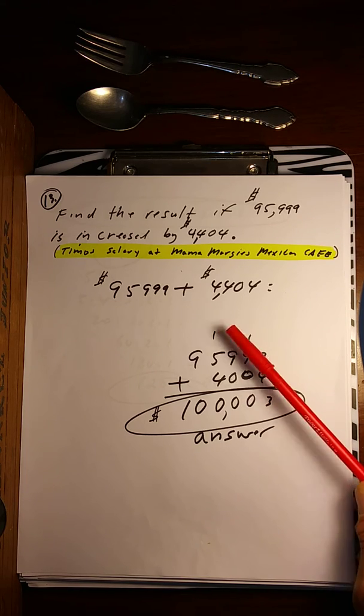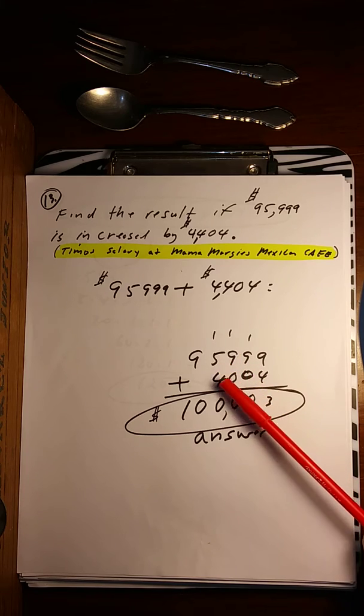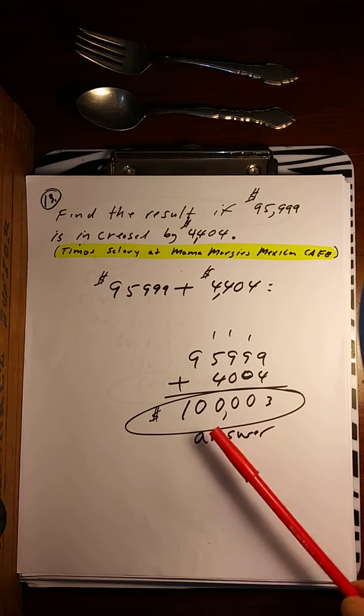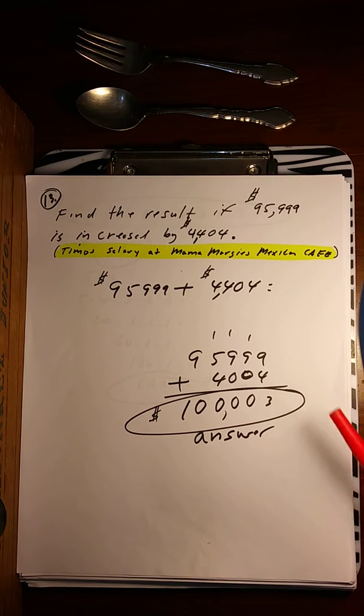That's going to be 10. Bring the 1 up. 9 and 1 is 10. Bring the 1 up. 5 and 1, 6, 10. Bring the 1 up. And that's going to be 10. $100,003 is the answer for Timo's salary at Mom Marge's Mexican Cafe.